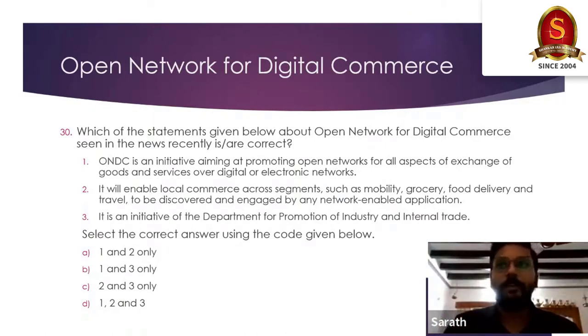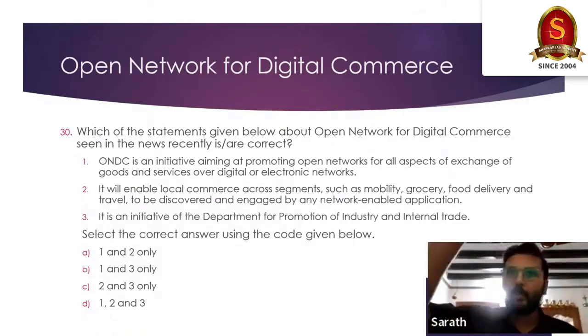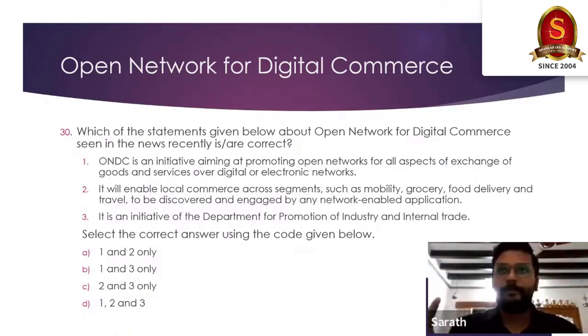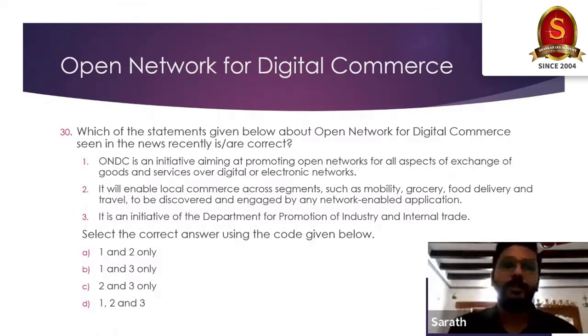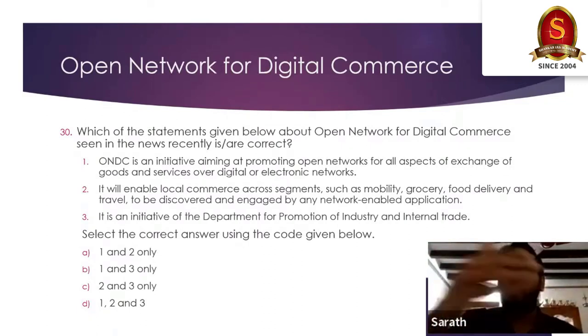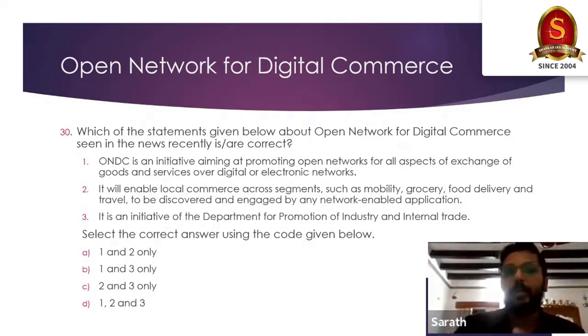So the government came up with an initiative where they said, we are going to create something called an open network for digital commerce, where whoever is the interested seller can come and register there. Even something like an Amazon or Flipkart can go and register themselves with ONDC, and an interested seller can also register there. Which means that now if you access it through the open network for digital commerce, any network-enabled application, network here is open network, right? Anyone can access, any buyer can access any seller. It need not be app specific, which is why it is called an open network. So that is the whole idea of it.